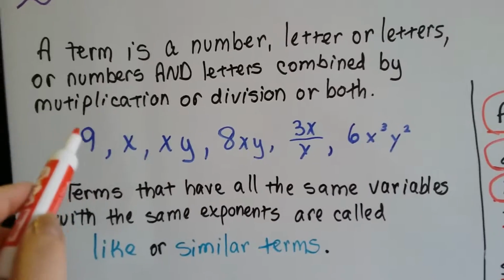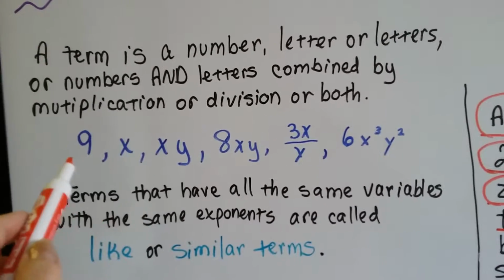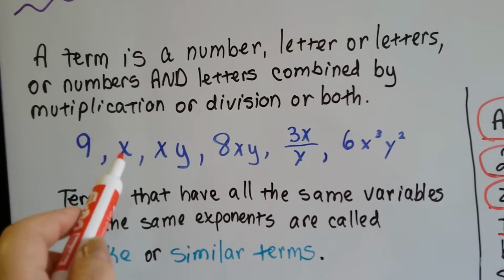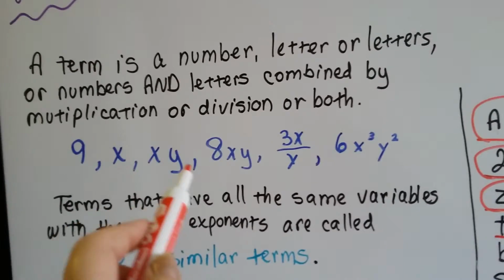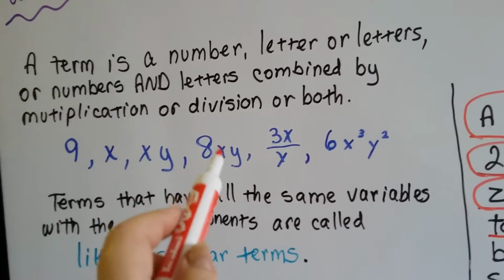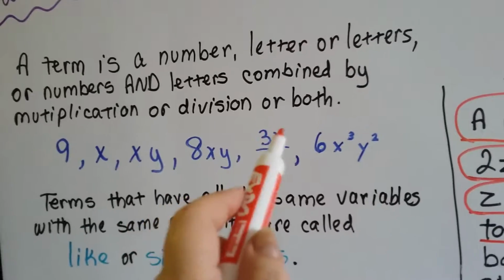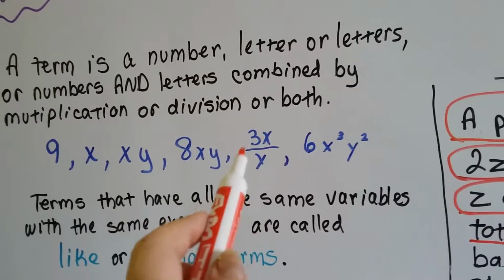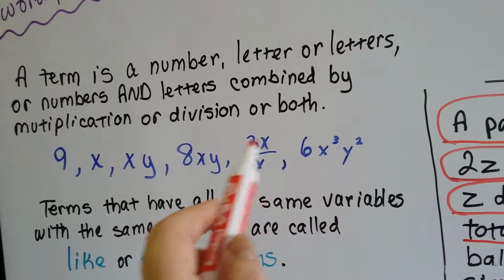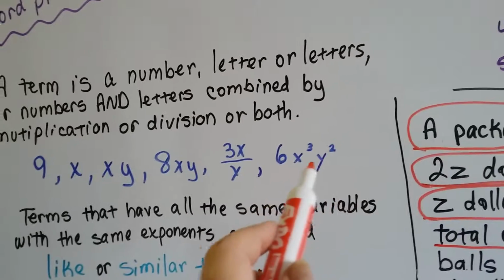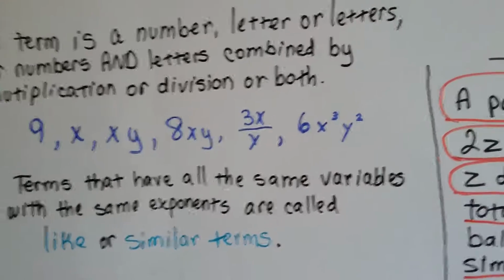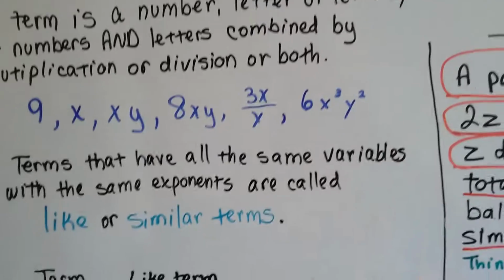This is a standalone 9, that's considered a term. X by itself is a variable, that's considered a term, and so is xy, which means x times y. 8xy means 8 times x times y, that's a term. 3x over y means 3x divided by y. And then we've got 6x cubed y squared, see? That's a term also. This whole thing is one term.